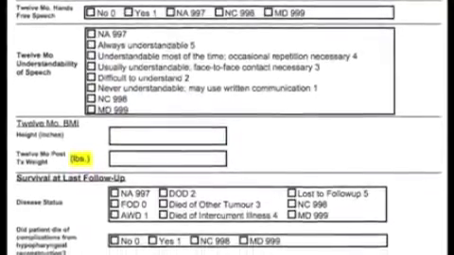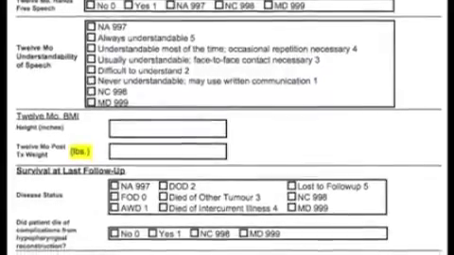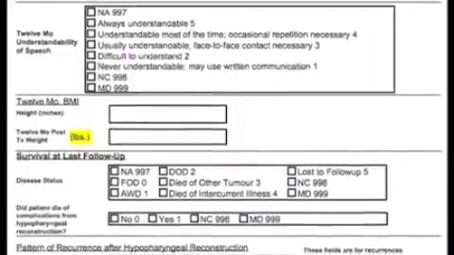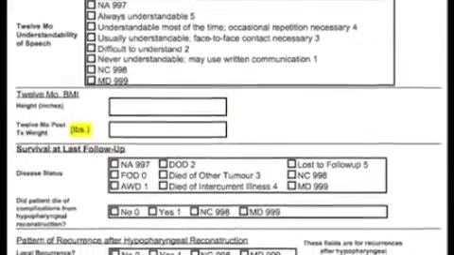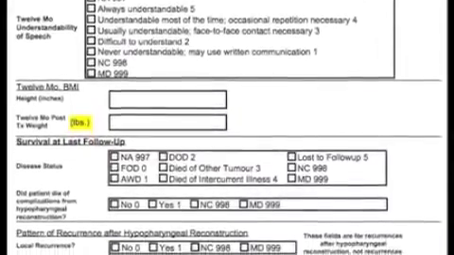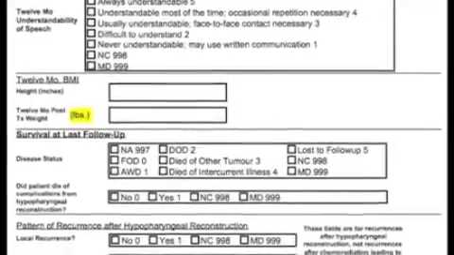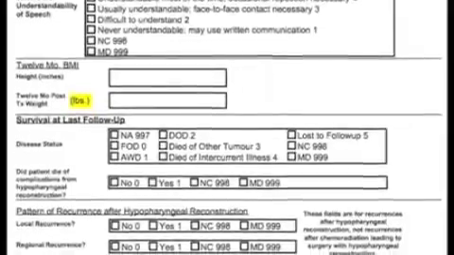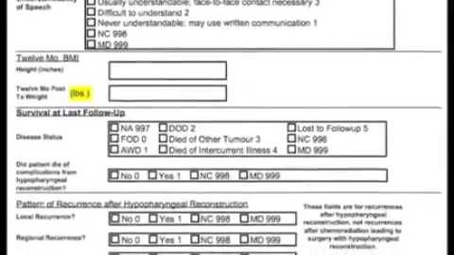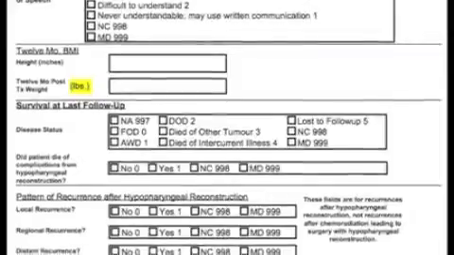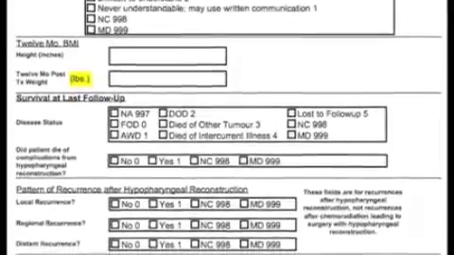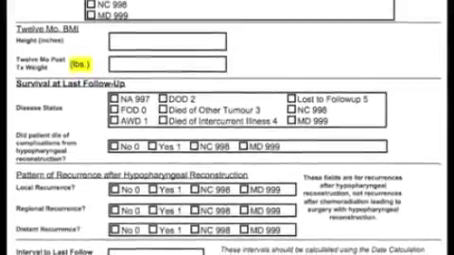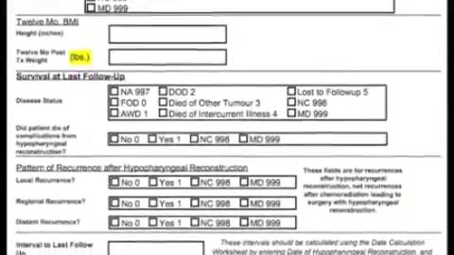Please record each patient's disease status at their last follow-up visit, and record whether or not the patient died from complications of hypopharyngeal reconstruction. For pattern of recurrence after hypopharyngeal reconstruction, please independently code whether or not patients had a local recurrence, regional recurrence, or distant metastatic recurrence. Again, these fields are for after hypopharyngeal reconstruction, not recurrences after chemoradiation that led to surgery with hypopharyngeal reconstruction.